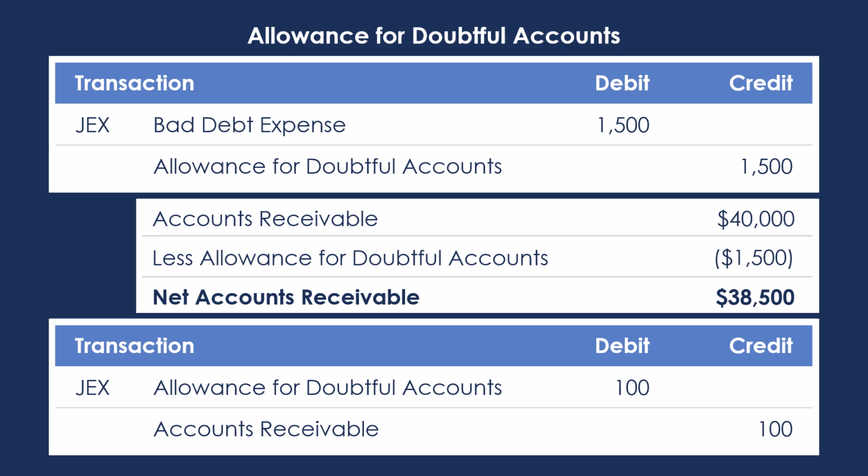If a specific account becomes uncollectible, the entry is debit the allowance for $100 and credit the specific accounts receivable, $100. It is a debit or decrease of the allowance account, and a credit reduction of accounts receivable.